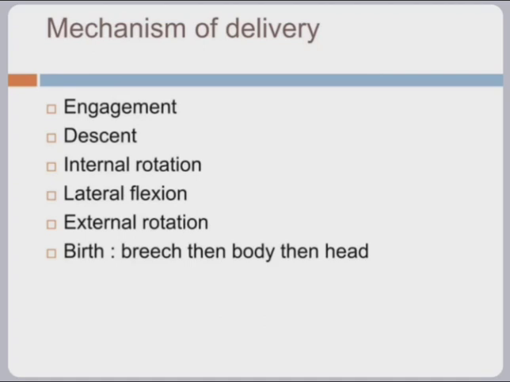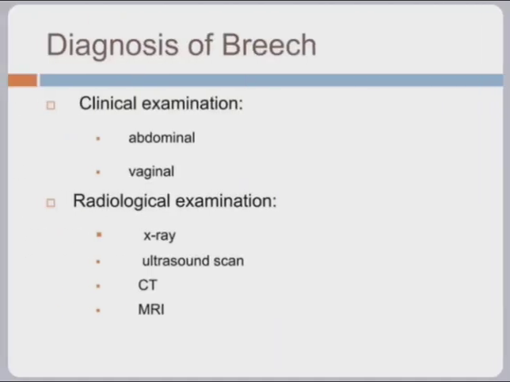But in normal delivery, we see that the head is the presenting part. First the head comes out, then the body, then the lower extremity. Then diagnosis of breech. First diagnosis, clinical examination, abdominal examination and vaginal examination, and radiological examination: X-ray, ultrasound scan, CT scan or MRI.